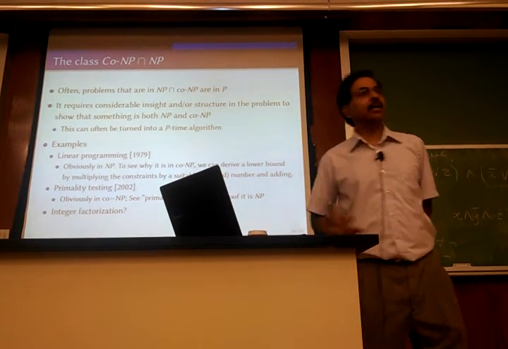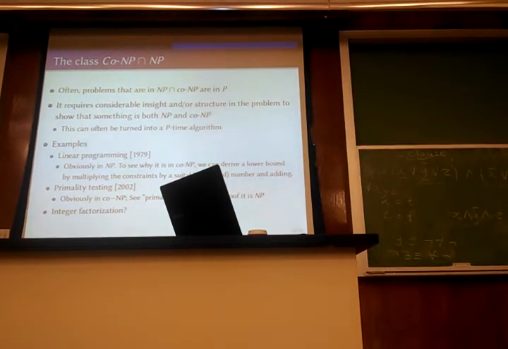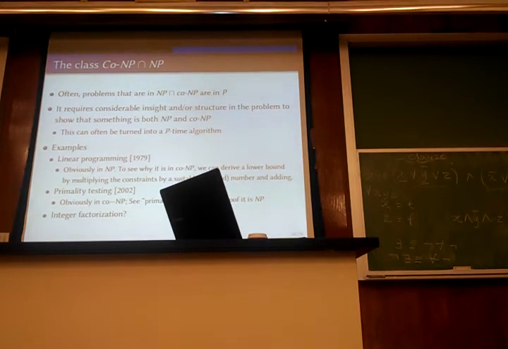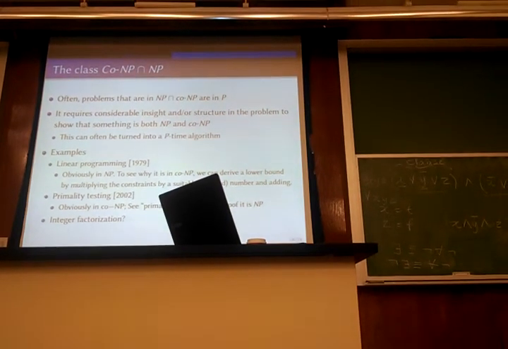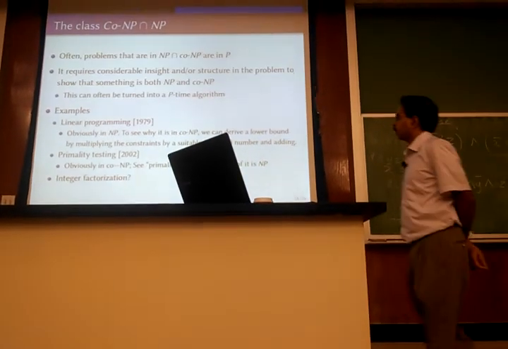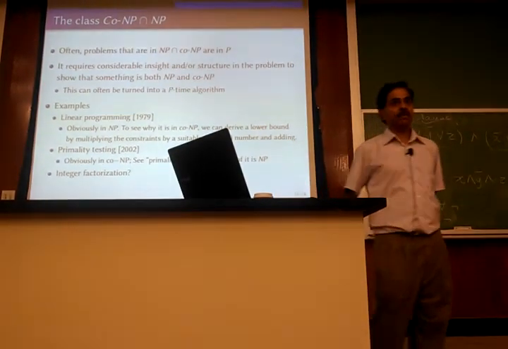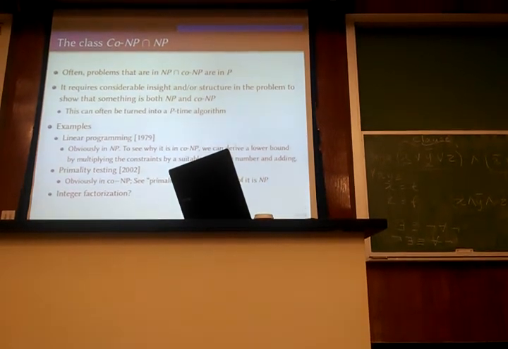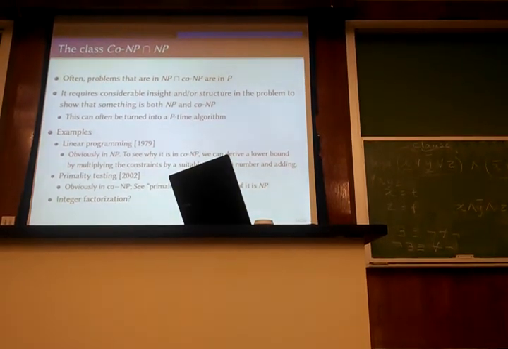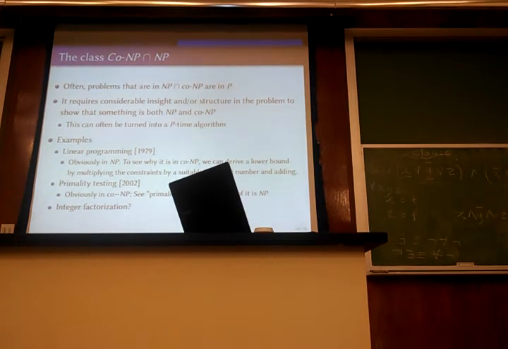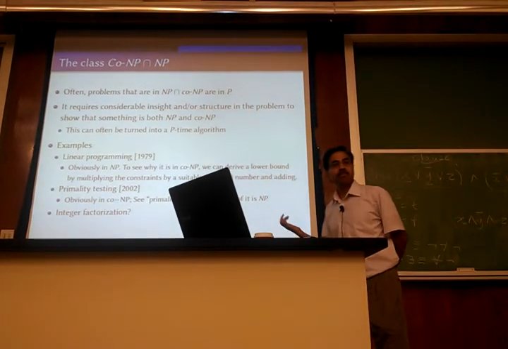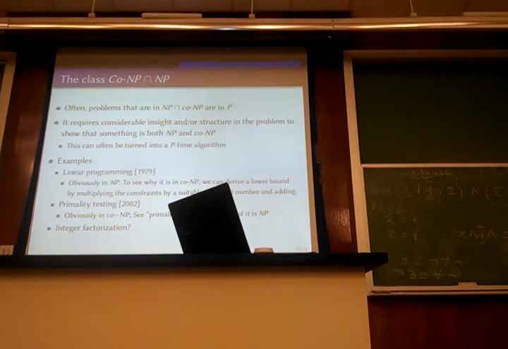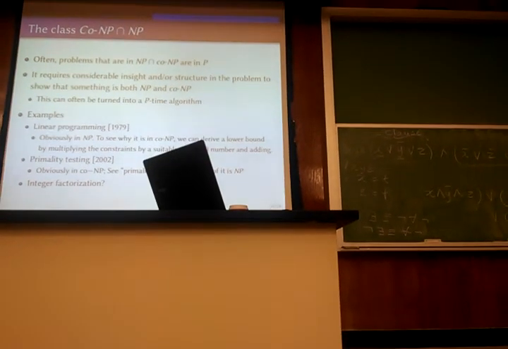Okay, and integer factorization is the problem that people are working on now, right? Because a lot of public key cryptography depends on the ability to factorize integers, right? Or in other words, the security depends on the belief that integers cannot be factorized efficiently, right? But we can easily see that this is a problem that's in NP and co-NP.